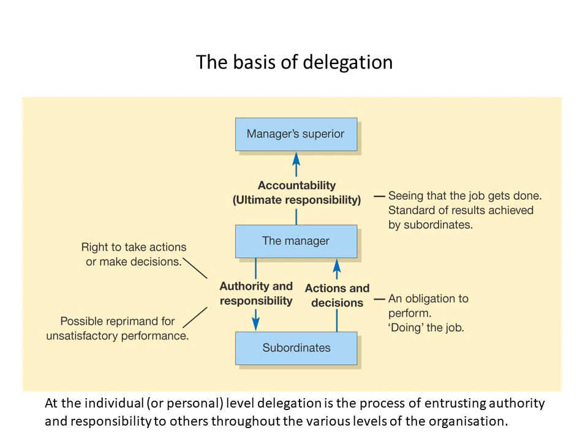Delegation, here we've got a useful slide from Mullins which shows really the difference between authority, responsibility and accountability. We've got the manager's superior who is ultimately responsible, so accountability is seeing the job gets done. The manager can take actions which impact on the subordinates. So at the individual or personal level, delegation is a process of entrusting authority and responsibility to others throughout the various levels of the organisation.